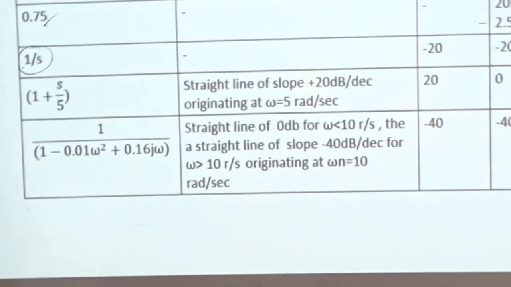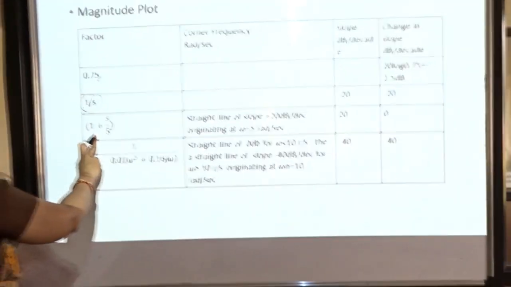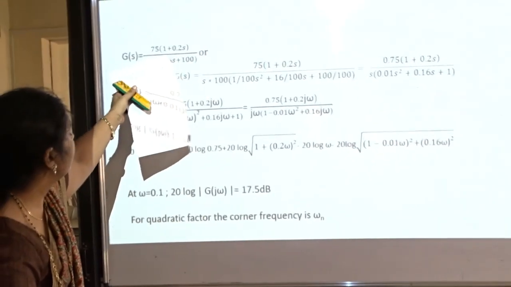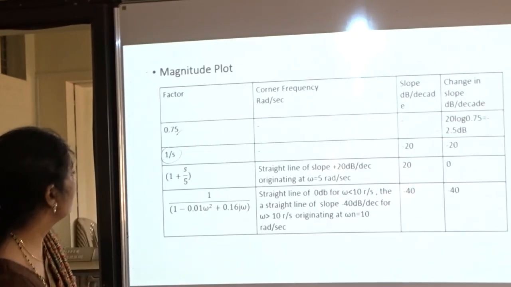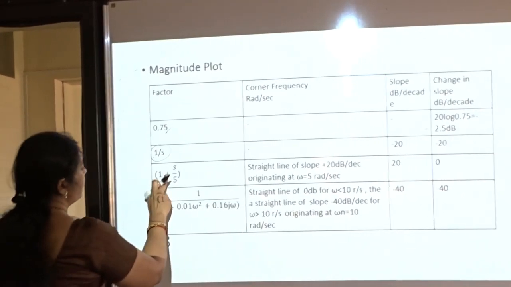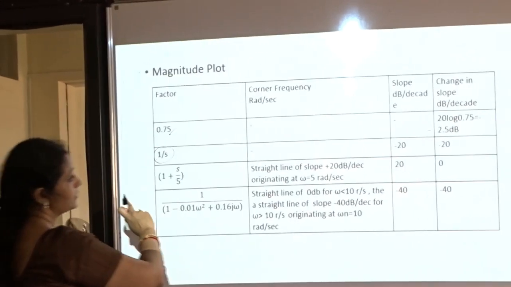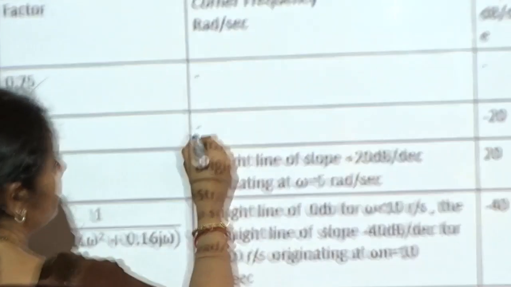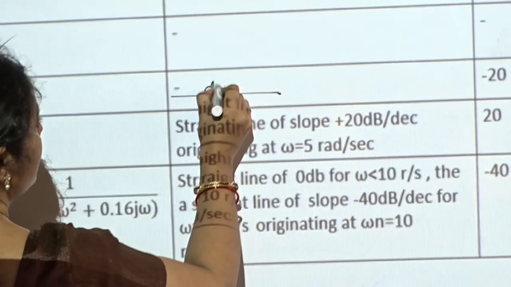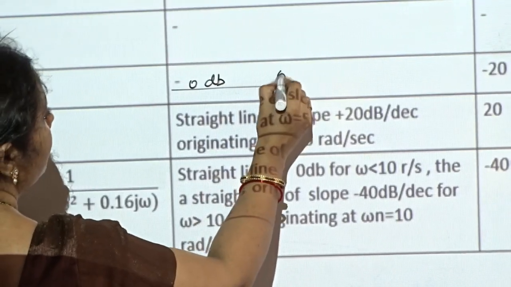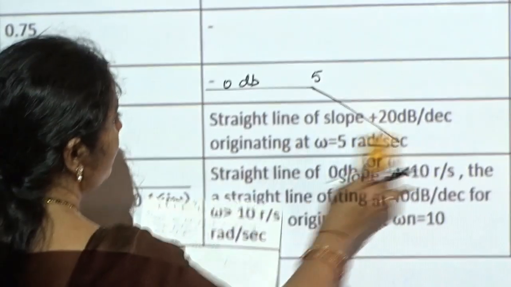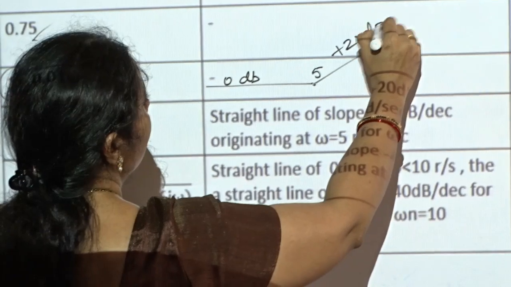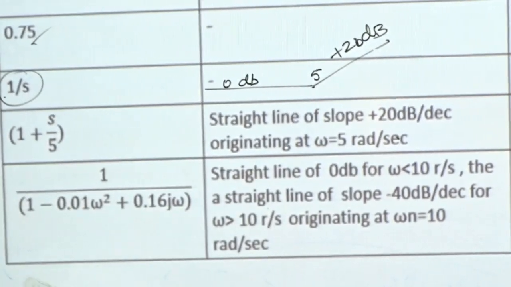Then, we have a pole and we have a zero in the numerator. From the zero, it is 1 plus s by 5, so the corner frequency is 5. It is a straight line till 5 at 0 dB. Then at omega equal to 5 the slope changes and it becomes plus 20 dB per decade.